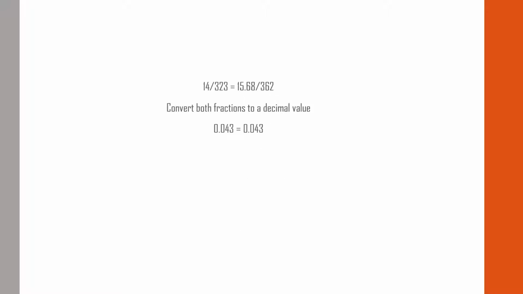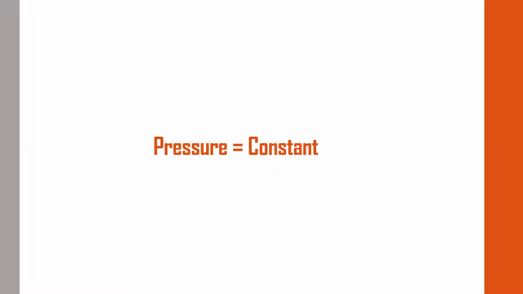Now that we have all the values we need, we can plug them into the formula for Charles's law. Now that we have found the V2 value, we can plug it back into the equation to confirm that both values are proportional. We then convert both fractions to a decimal value, and the answer should be proportional. Now remember, Charles's law holds an assumption that the pressure is kept at a constant value. If the pressure changed, this equation would be incorrect.